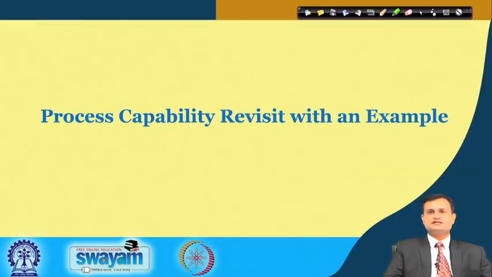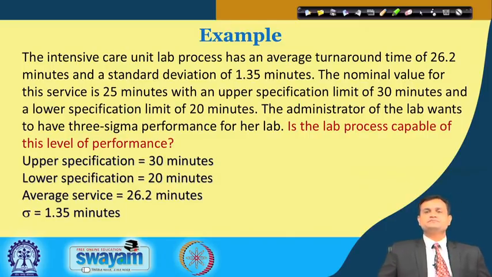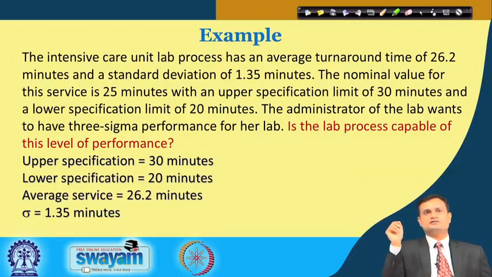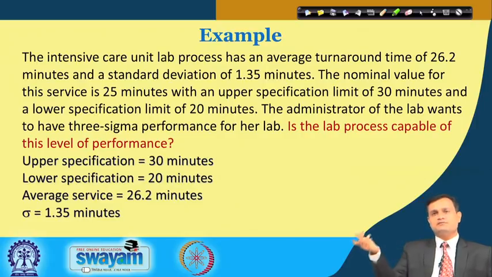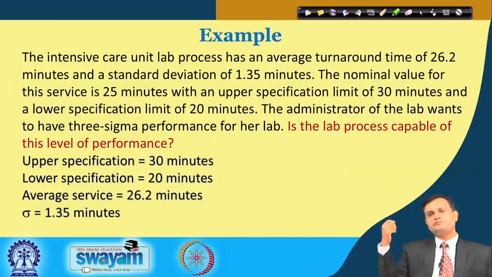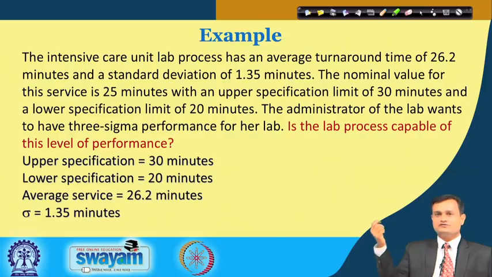If we revisit our concept with an example, let us say there is an intensive care unit lab process that has an average turnaround time of 26.2 minutes and standard deviation 1.35 minutes. The nominal value for this service is 25 minutes with an upper specification of 30 minutes and a lower specification of 20 minutes. The administrator of the lab wants 3 sigma performance for her lab, and is the lab process capable of this level of performance? That is the issue that I want to investigate.